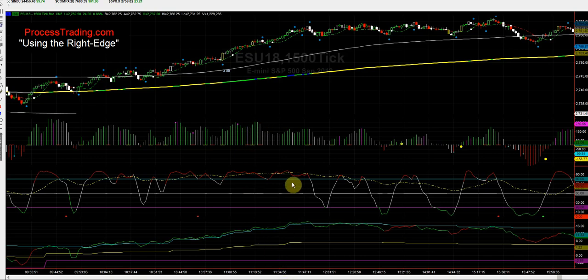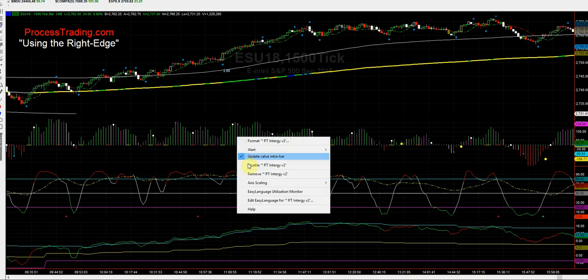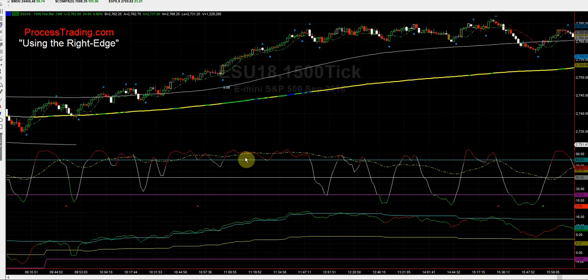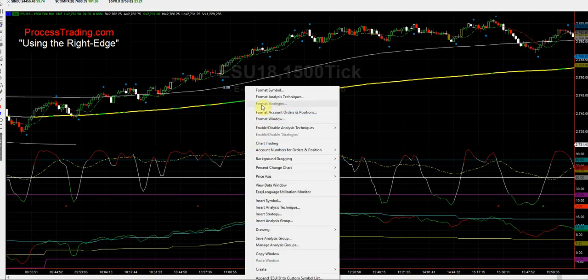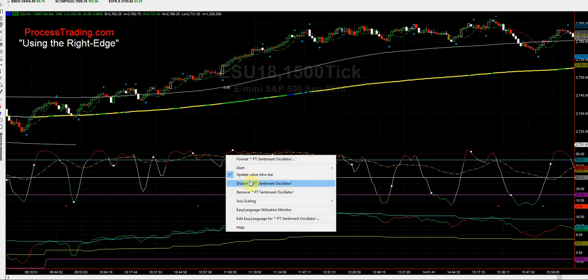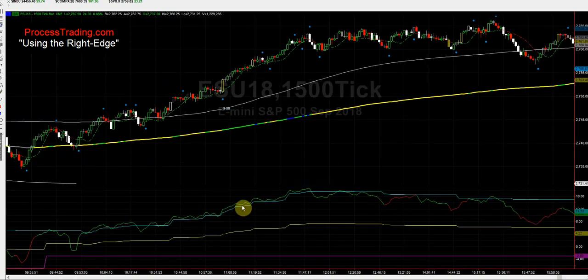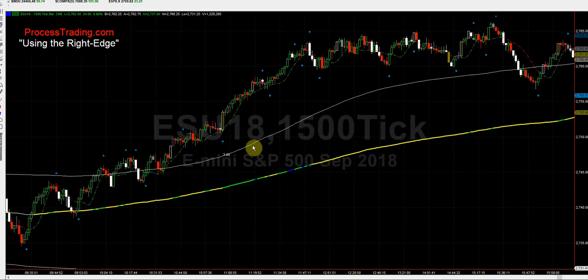So this is Friday, June 6th of 2018. Let me show you how the processtrading.com right edge indicator system works for trend trading. And to do that, let me get rid of all the other indicators that are available. So let's turn all these off and only use the ones that you would have to use for the trend trading system.